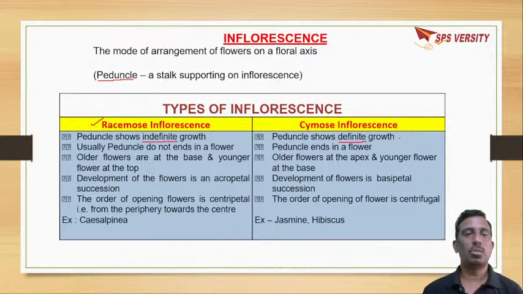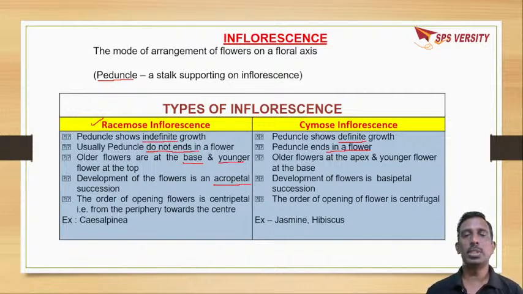So why will it not show indefinite growth here? The reason is the peduncle ends with a flower. Here, the peduncle does not end with a flower. So in racemose inflorescence, older flowers are present at the base of the peduncle, whereas younger flowers are present at the top. This arrangement of flowers is called acropetal succession.